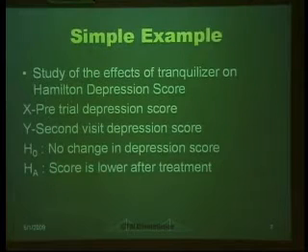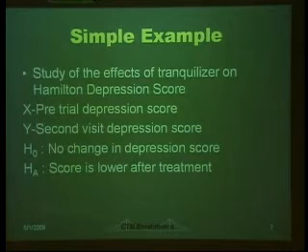Okay. Now, let me show you a simple example of two non-parametric statistics, perhaps the simplest two. This is a simple study that I took from the literature looking at the effects of a tranquilizer on the Hamilton Depression Score, which measures how depressed people are on, I think, a 5-point scale. The lower the number, the less depressed you are. It's a series of questions. Some of you may be familiar with it.